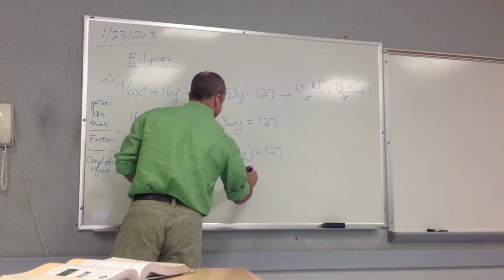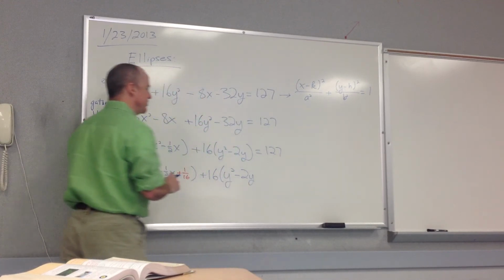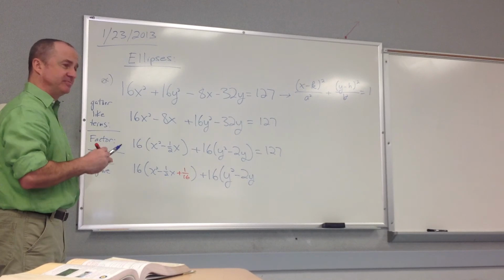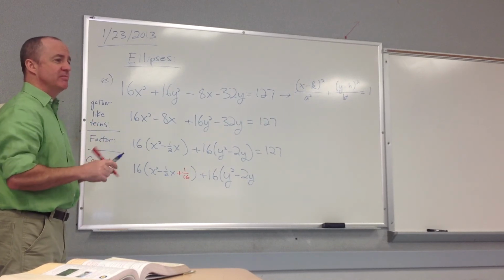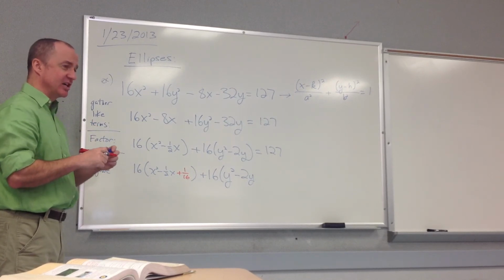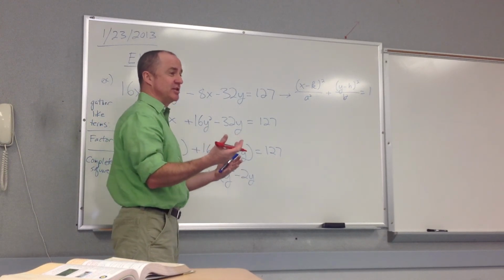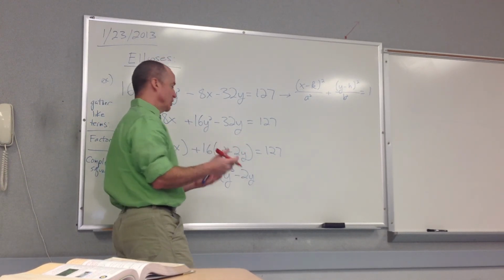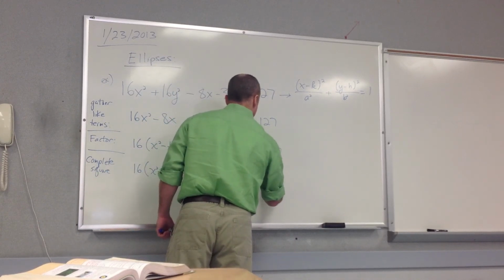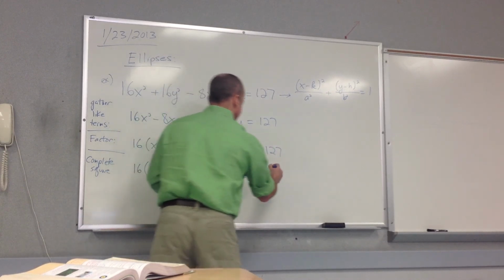What is half of negative 2? That one should be a stumper. I know you guys are writing fast. I apologize. But half of negative 2 is negative 1. What's negative 1 squared? 1. So I really want there to be a plus 1 there.